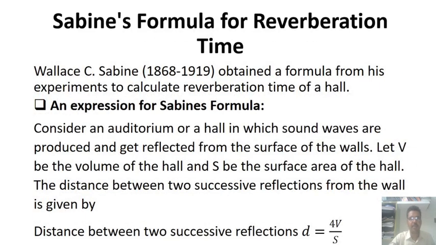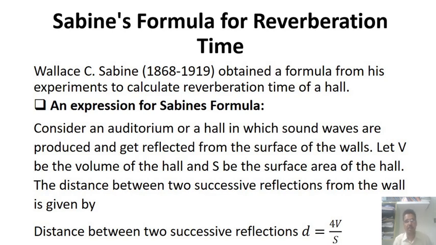Next, Sabine's formula for reverberation time. The scientist named Wallace C. Sabine obtained a formula from his experiments to calculate reverberation time of a hall. How is he going to calculate? Mathematically he is going to explain. So that one we call the derivation of Sabine's formula, or obtain the expression for reverberation time.